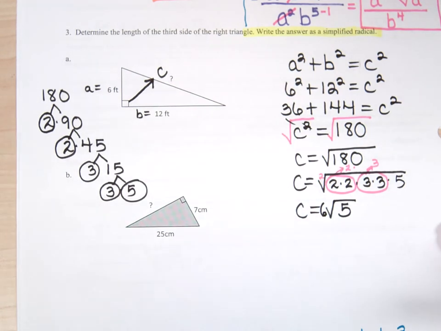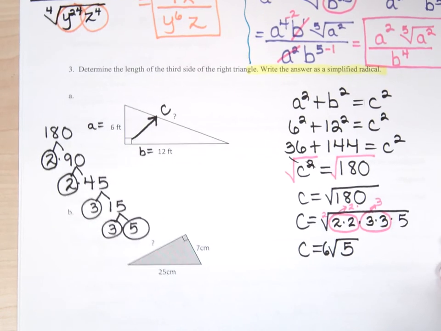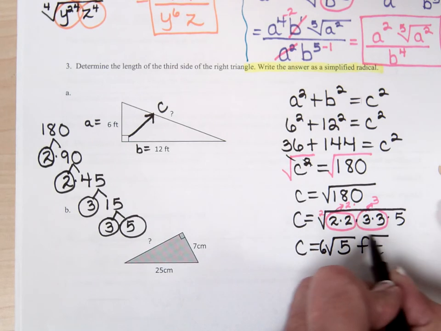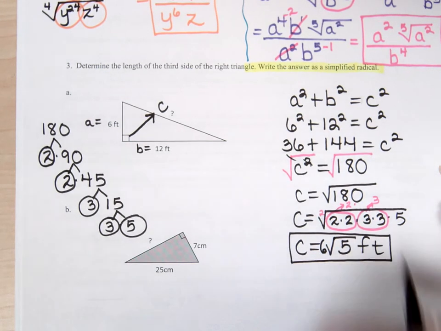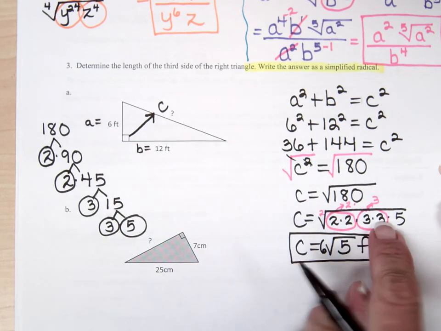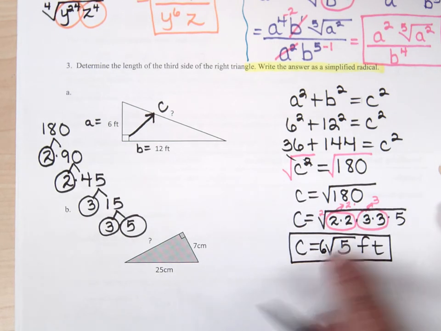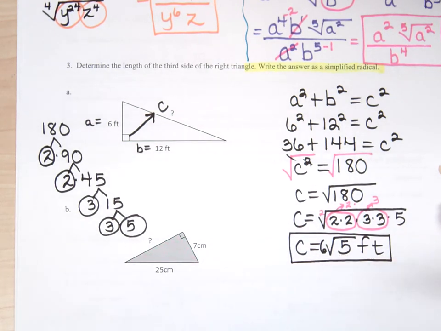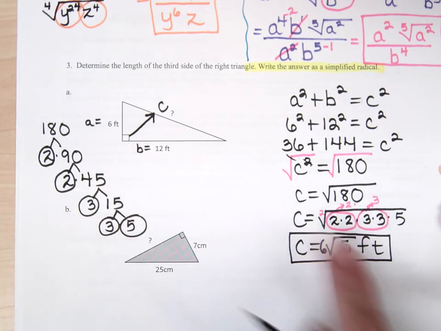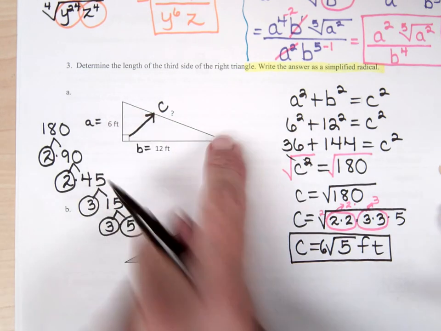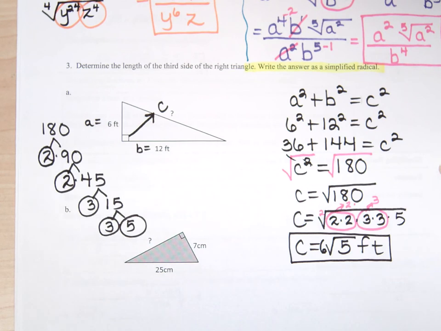And Pythagorean problems have to have labels. So 6 radical 5 feet. So 2 times 3. 2 2's come out as a single 2. 2 3's come out as a single 3. 2 times 3 is 6. And then the 5 didn't have enough, so it stays underneath. And we can see from the picture that the hypotenuse is 6 radical 5 feet. Okay, so now's a good time to shut off the video and try B on your own.